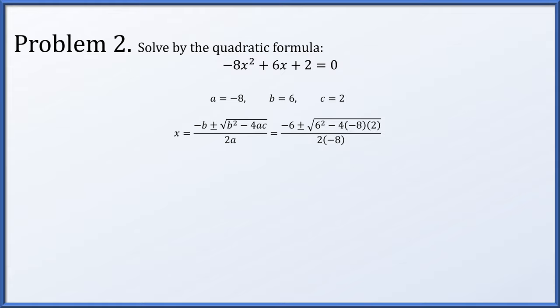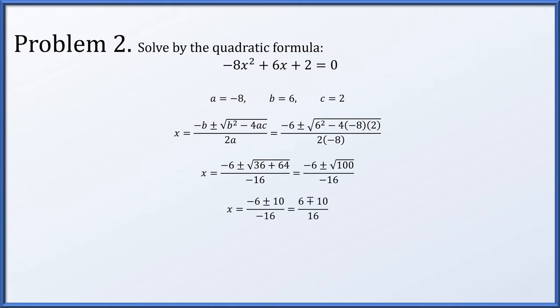With our quantities b equals 6, a equals negative 8, and c equals 2, we plug all of those things in. Under this radical, we have 6 squared minus 4 times negative 8 times 2. That becomes 36 plus 64, which is 100. The square root of 100 is 10, a nice even integer, that's great. So we have negative 6 plus or minus 10 over negative 16. I'm going to go ahead and cancel a minus sign, meaning I'm going to factor a negative 1 out of the numerator and factor a negative 1 out of the denominator, then cancel them.